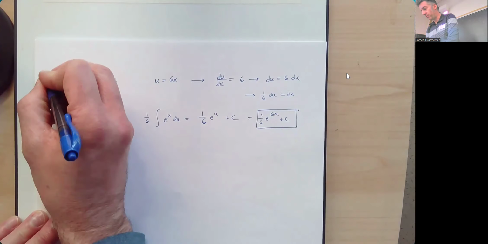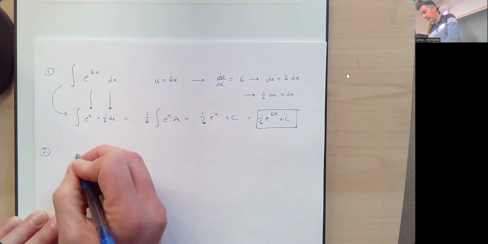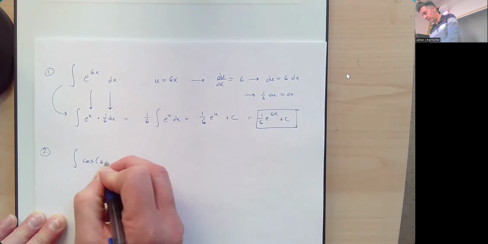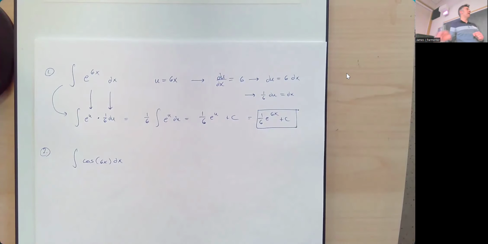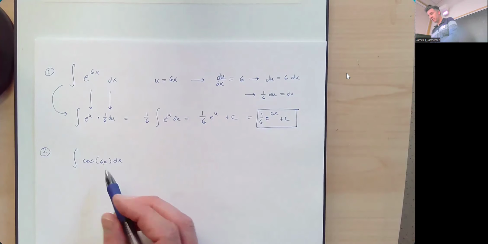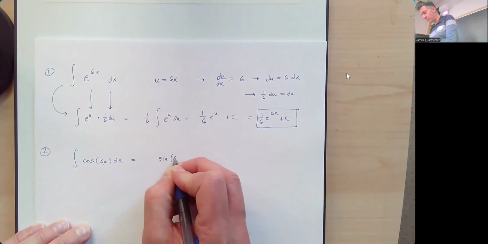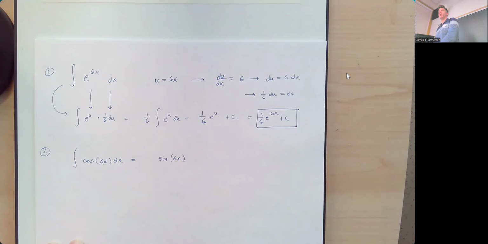Let me show you another example. How about the antiderivative of cosine of 6x? Okay, question that's not that. What's the antiderivative of cosine of x? Right. So the antiderivative of cosine of x is sine of x. The antiderivative of cosine of a multiple of x is going to be sine of that same multiple of x. But what do I have to do to adjust? Divide or multiply? Right. Divide by 6. Or you could say multiply by 1/6.